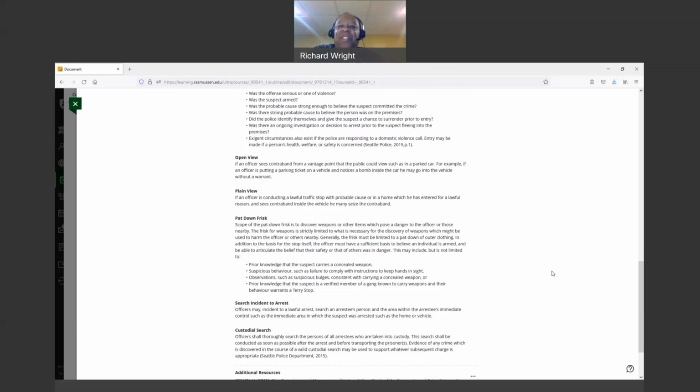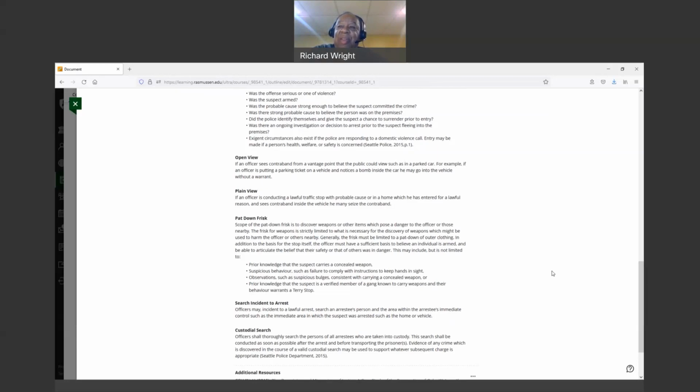The next one is search incident to arrest. Now, the name tells you an officer may, incident to a lawful arrest, search the arrested person and the area within their immediate control. It has to be in their immediate control, such as the area in which the suspect is arrested, such as the home or vehicle. Now, search incident to arrest, if you get arrested in the kitchen, does not apply to going through the bedrooms and going in through the drawers or opening the refrigerator or things of that nature. It has to be an area where they have immediate control. All right.